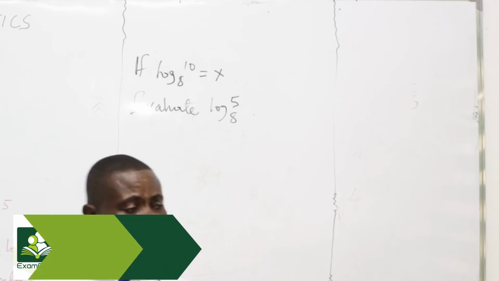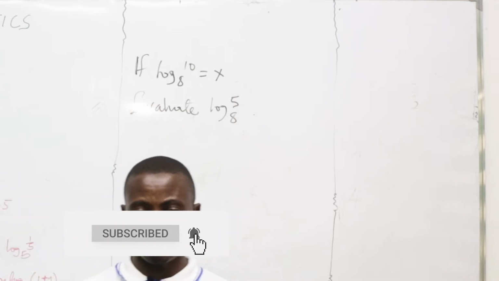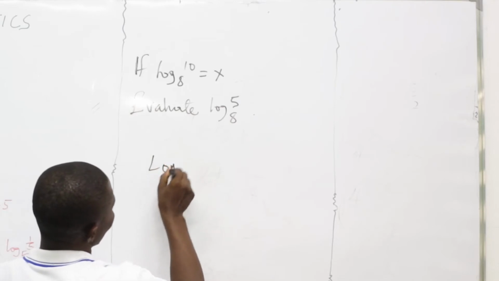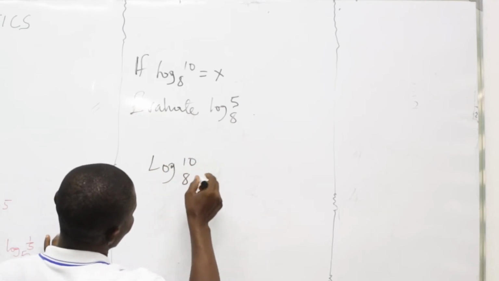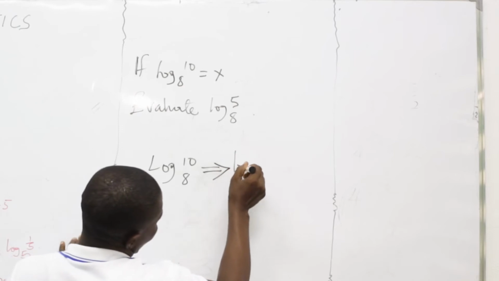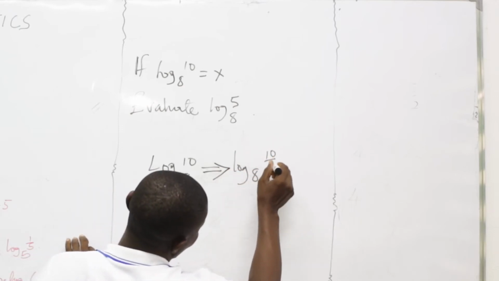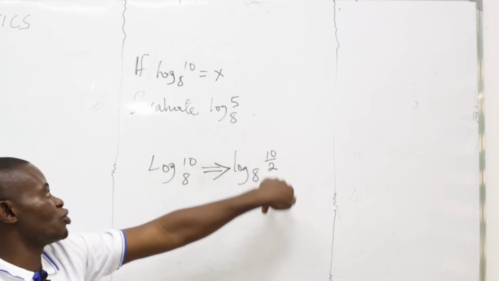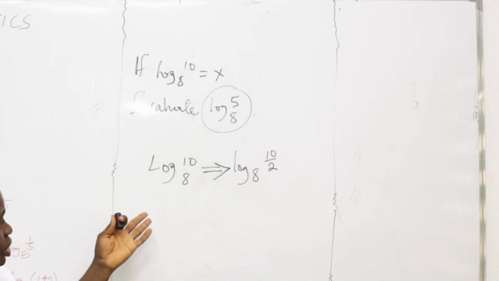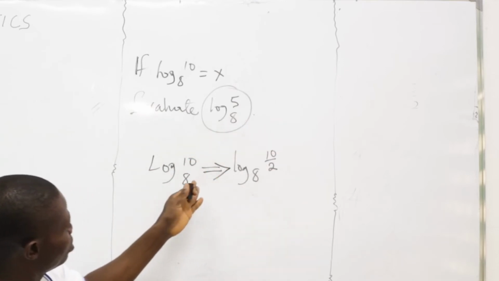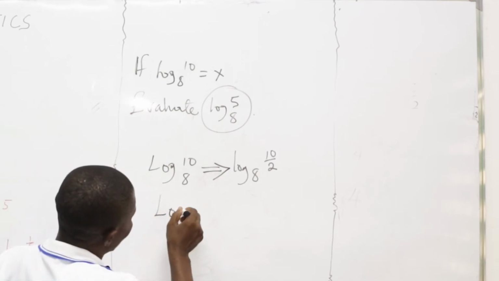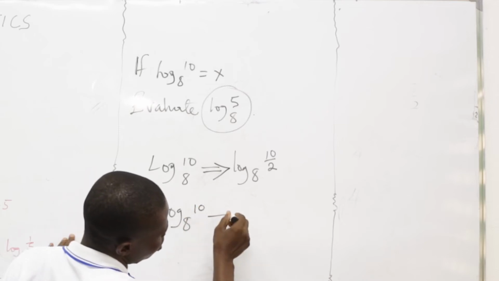In log, the only thing that can relate 5 and 10 together is when you say 10 divided by 2, which produces 5. So in that case, you just say log 10 base 8 can imply log base 8 of 10 all over 2. So that 10 divided by 2, can you see it? No, JAMB, they are technical people. That's an exam body, they are too technical. So 10 all over 2 is the only way 10 can produce 5. So what do you recall? Division means what? Subtraction.